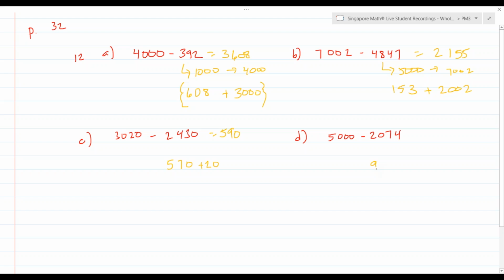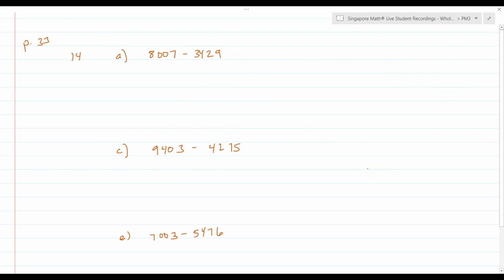2,074, I need 926 to get to 3,000. So 2,926 would get me all the way up to 5,000. See how easy it becomes when we think about making hundreds or thousands and going from there. A couple of examples off of page 33, number 14, 3,429. Can you begin to start looking at them and know what it takes to get to 1,000?